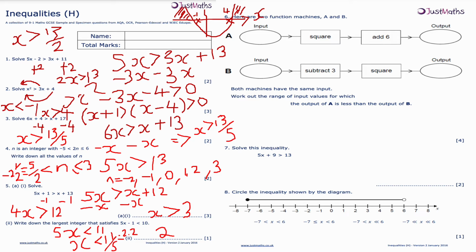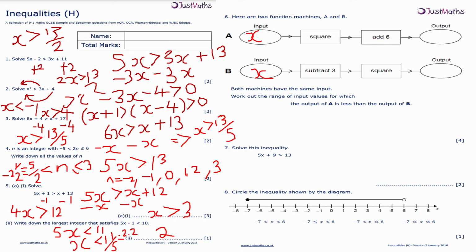This is question number 6. Okay, so let's just delete this here so I've got a bit more space to read. Right, here are two function machines, A and B. Input, square, add 6, output. Input, subtract 3, and square, output. Both machines have the same input, so let's call that x and x.